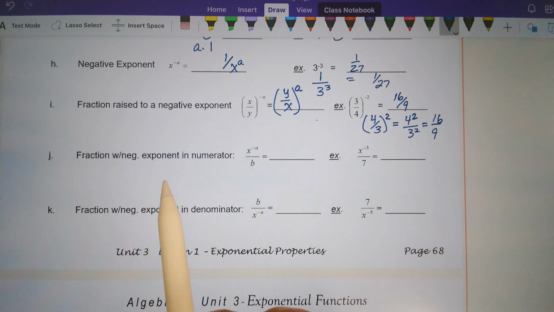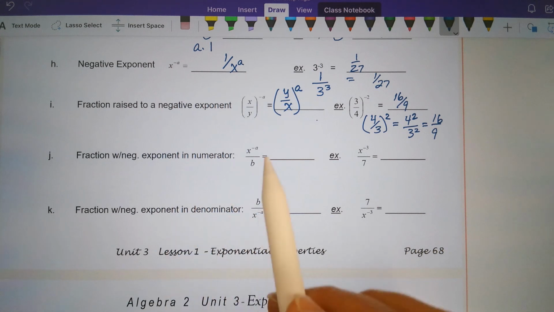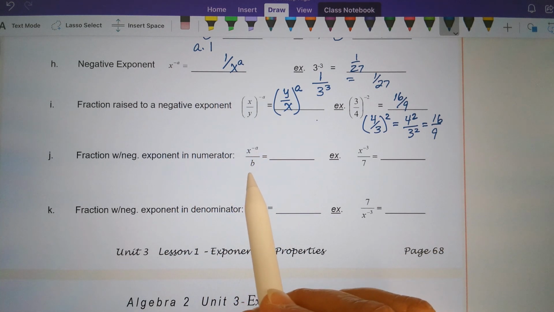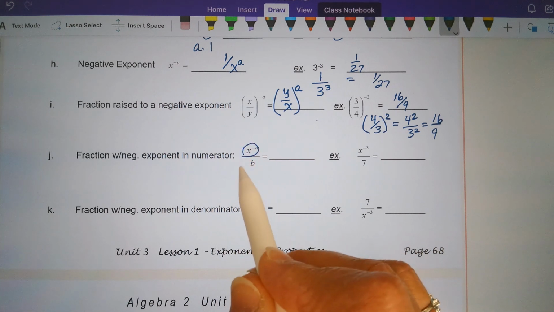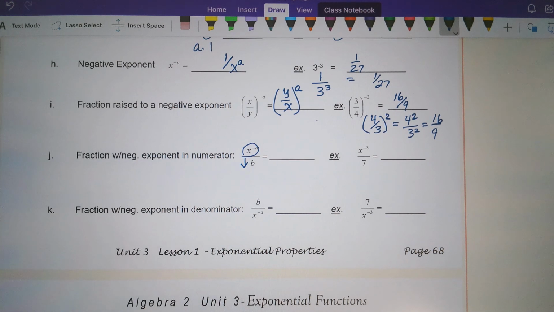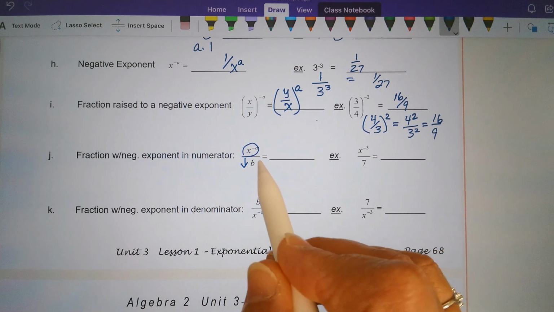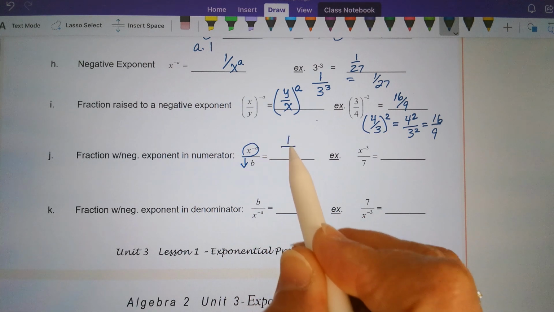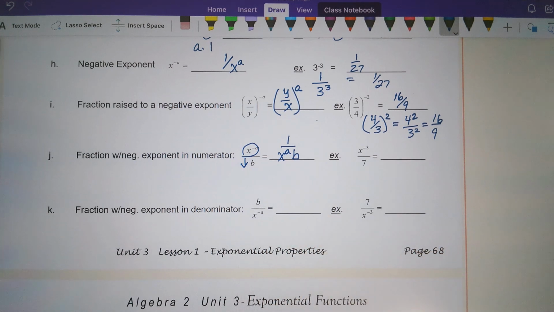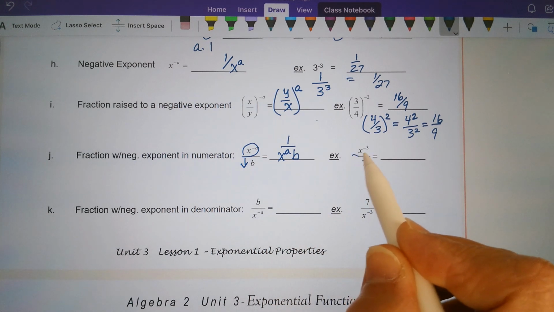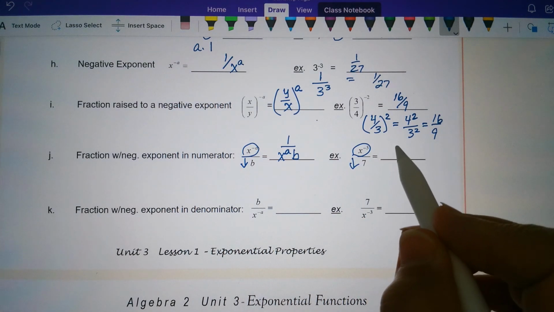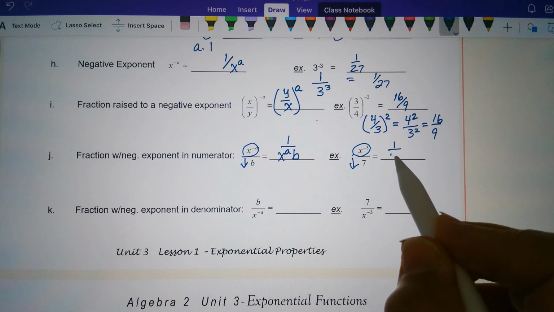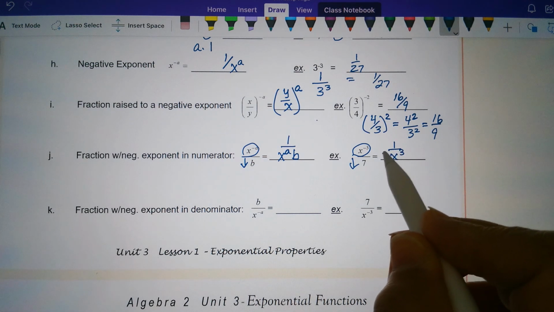Next, a fraction with a negative exponent in the numerator. Okay, so here we have x to the negative a divided by b, and what we can do is take this and bring it down into the denominator, but with a positive exponent. So our numerator would now be 1 over x to the positive a times b. In our example, this goes down, so circle it and put an arrow down. That would be 1 over x to the positive 3 times 7. I'll put the 7 in front.